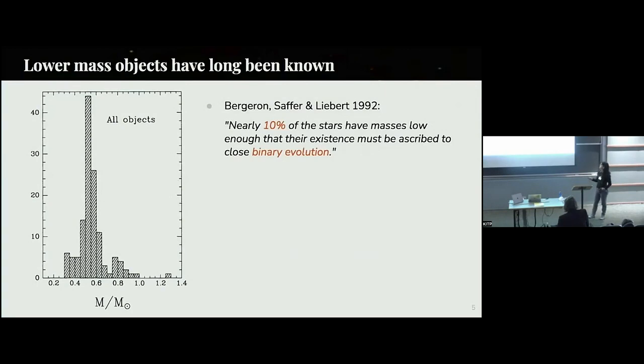So this is the mass distribution that Bergeron and collaborators derived back in '92, when some people in this audience were probably not even born yet. And back then we already knew that there were white dwarfs with masses around 0.3, you can see it over here. And the authors already pointed out that nearly 10% of the stars in their sample required binary evolution to be formed.